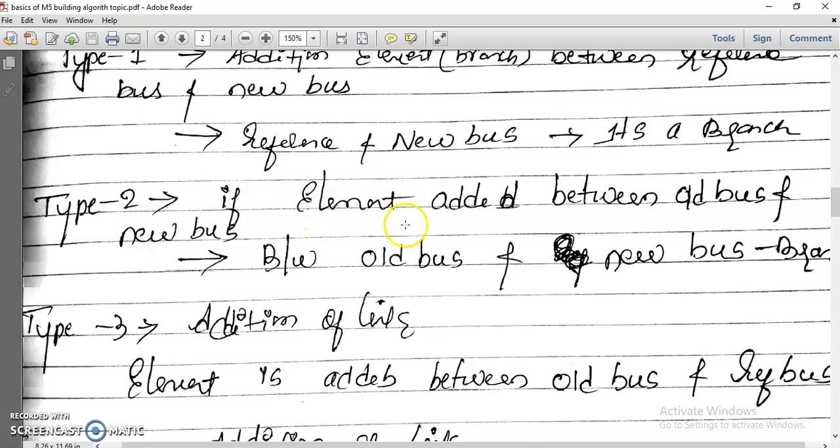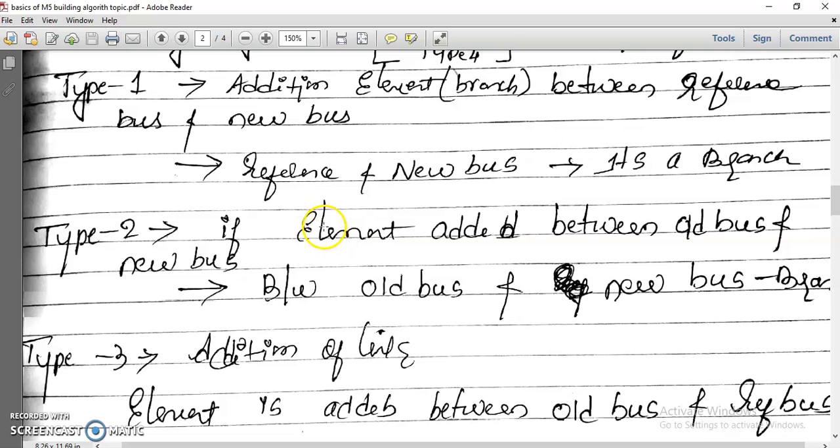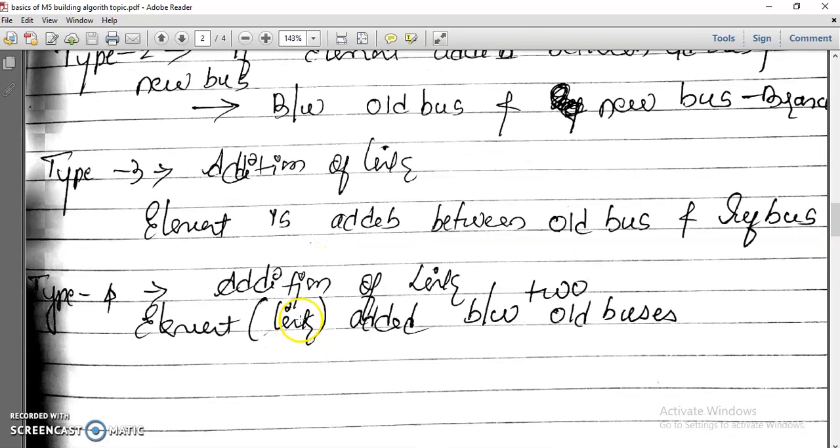And type 2: if an element is added between old bus and new bus, that is also a branch. Old bus and new bus, that is also type 2. Type 1 and type 2 are for branch. Next, type 3, addition of link. An element is added between old bus and reference bus. That is nothing but a link.